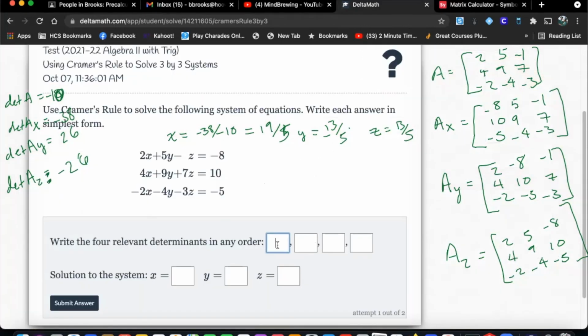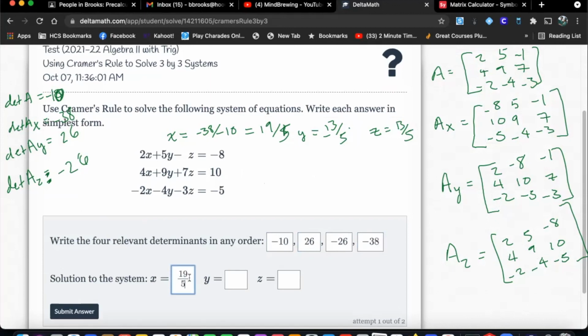So then we plug in all of our stuff. -10 was the determinant, 26 was a determinant, -26 was a determinant, -38 was a determinant. So x was equal to 19/5, y was equal to -13 over 5, and z was equal to 13 over 5.